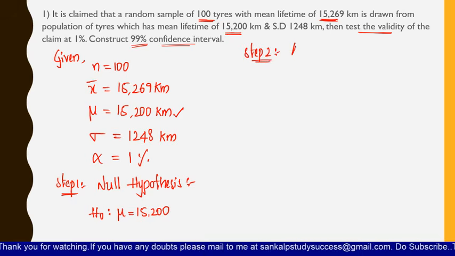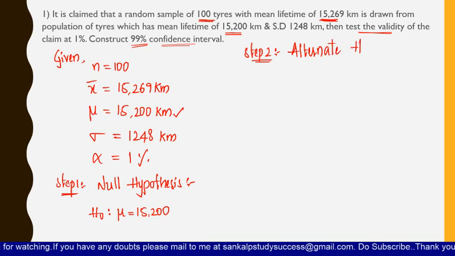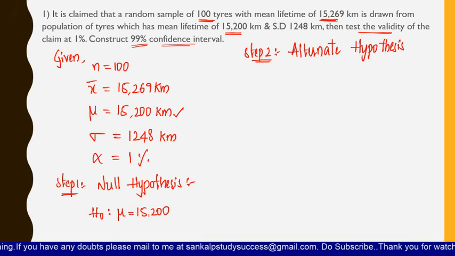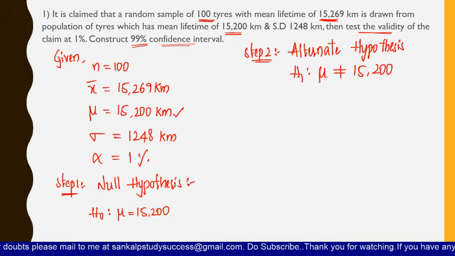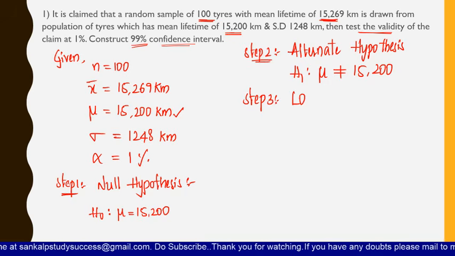Then step 2: immediately we specify the alternate hypothesis, which is exactly opposite to the null hypothesis, right? That means H1 is mu not equal to 15,200. That means mu is not equal to mu naught, that means mu is not equal to 15,200. Now step 3, which is nothing but the level of significance, which is alpha.